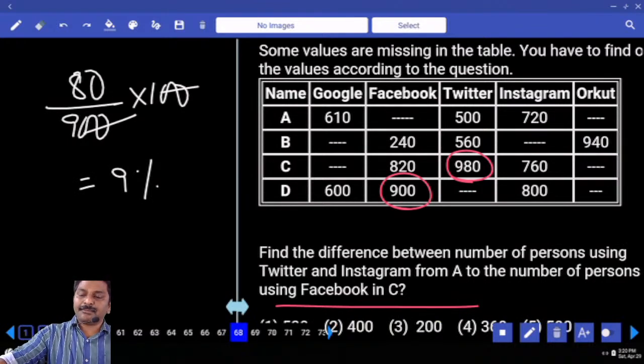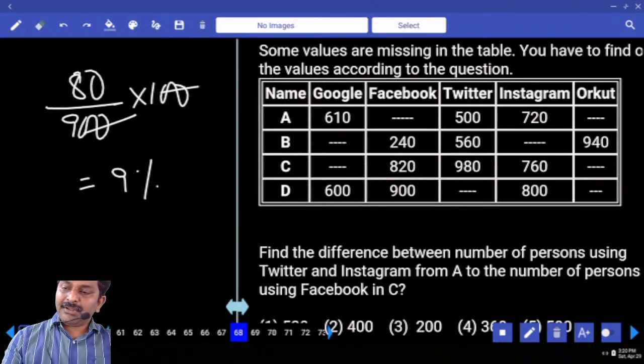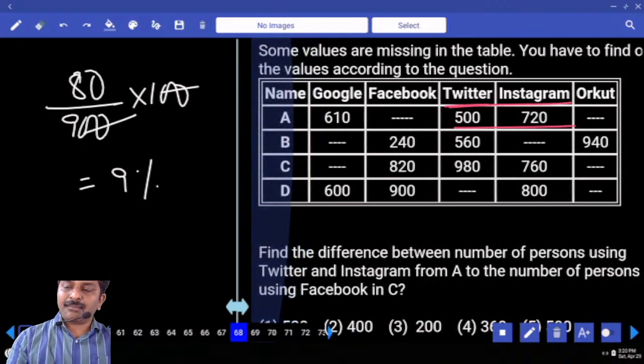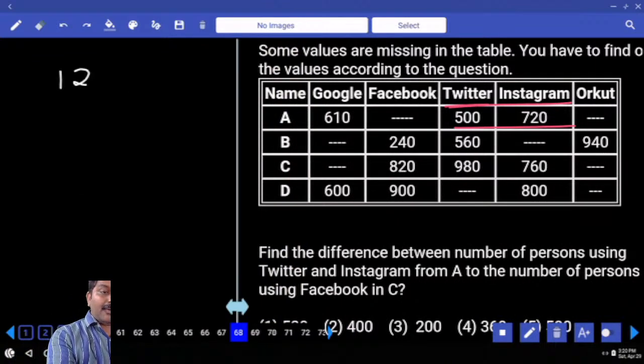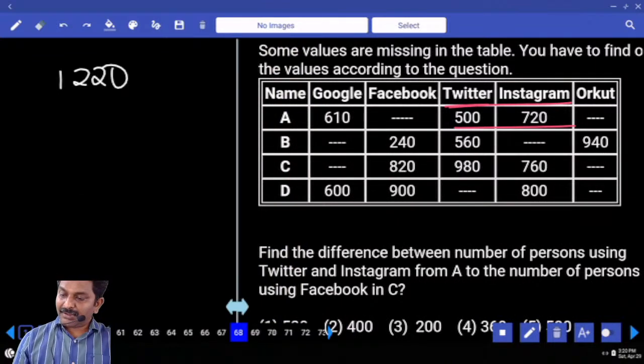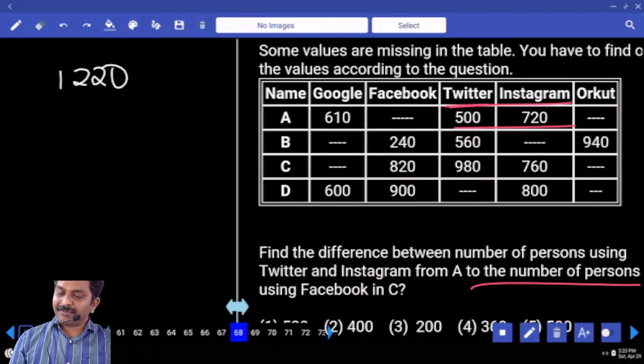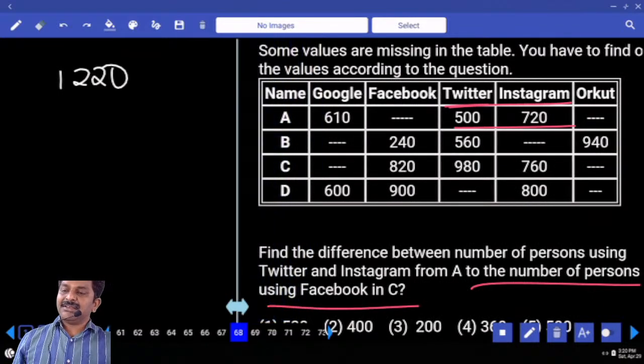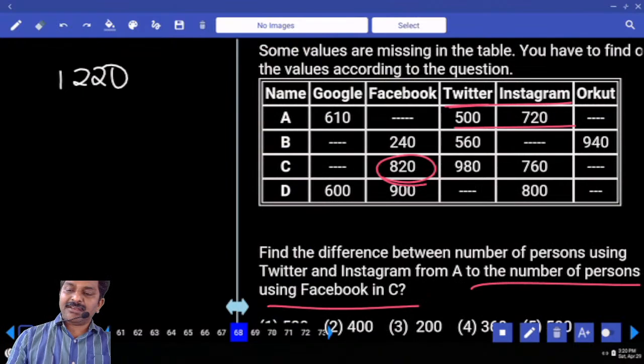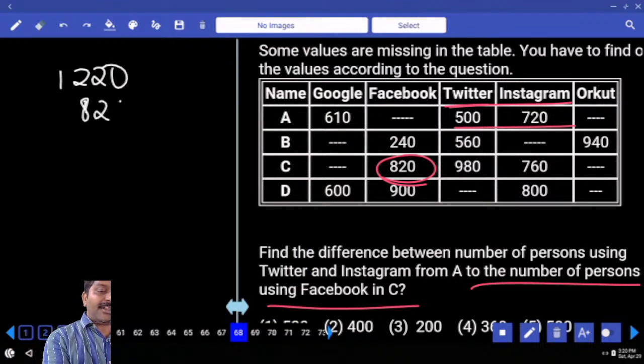Find the difference between number of persons using Twitter and Instagram from A. Twitter, Instagram from A, both together. 12, 20. So the number of persons using Facebook in C. Facebook in C, 820. The question is about difference. Answer.